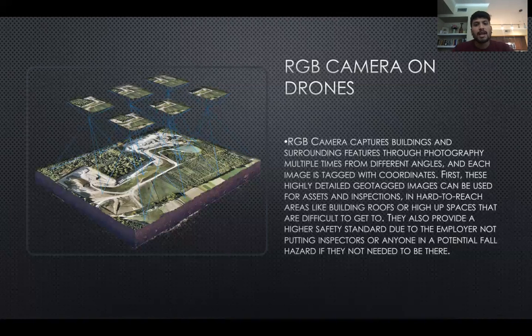So, RGB cameras. An RGB camera captures buildings and surrounding features through photography multiple times from different angles, and each image is tagged with coordinates. These highly detailed geotagged images can be used for assets and inspections in hard to reach areas like buildings, roofs, or high up spaces that are difficult to get to. They also provide a higher safety standard due to the employer not putting inspectors or anyone in a potential fall hazard or fall zone if they're not needed to be.